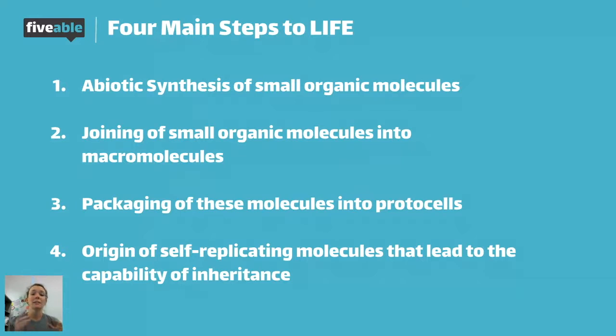Second step, we're going to join these small organic molecules into macromolecules like proteins and nucleic acids and things like that, okay? So we're going to go from small organic molecules or building blocks into these macromolecules. Next, these macromolecules are going to be packaged into something we call a protocell. Okay, so now we're getting towards what a cell might actually be. And then lastly, after all these macromolecules already exist inside this enclosed space called a protocell, we're going to have the origin of self-replicating molecules that lead to the capability of inheritance, which is a fancy way of saying that we're going to get some RNA that can self-replicate itself.